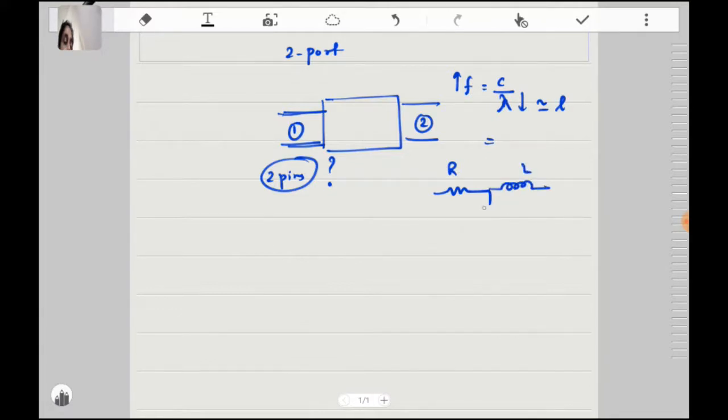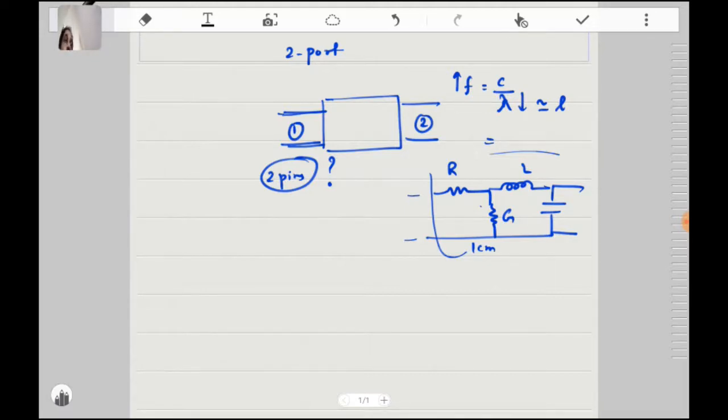L, G, which is a conductance (I'll write the same resistor symbol), and C. So a high frequency circuit will behave like distributed elements, because this section will have a different impedance. This is coming in the transmission line. This is maybe 1 centimeter. After another 1 centimeter, again R, L, G, C will vary. So this becomes distributed elements, distributed impedance.